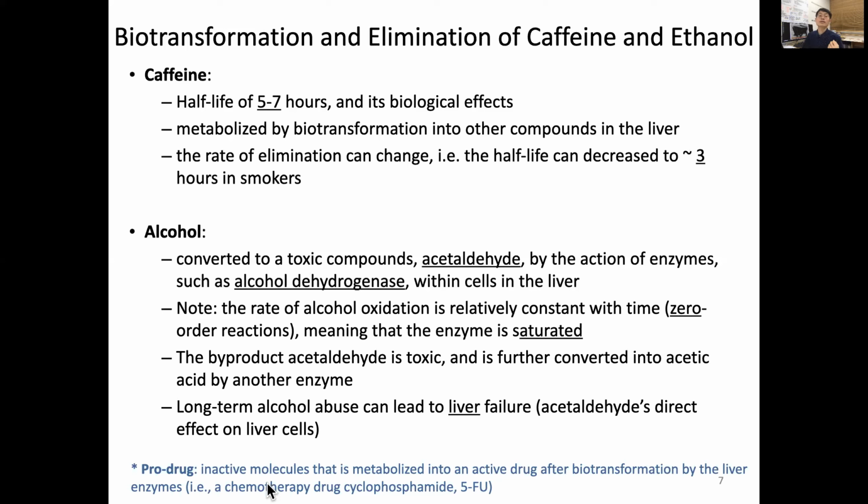A famous chemotherapy drug is called cyclophosphamide, or it's known as 5-FU. When this drug is administered, it's not toxic by itself because it's a prodrug, and it doesn't have its effect until it gets metabolized inside the liver. Then it becomes a potent and active drug, which will interfere with rapidly proliferating cells in our body, including cancer cells.